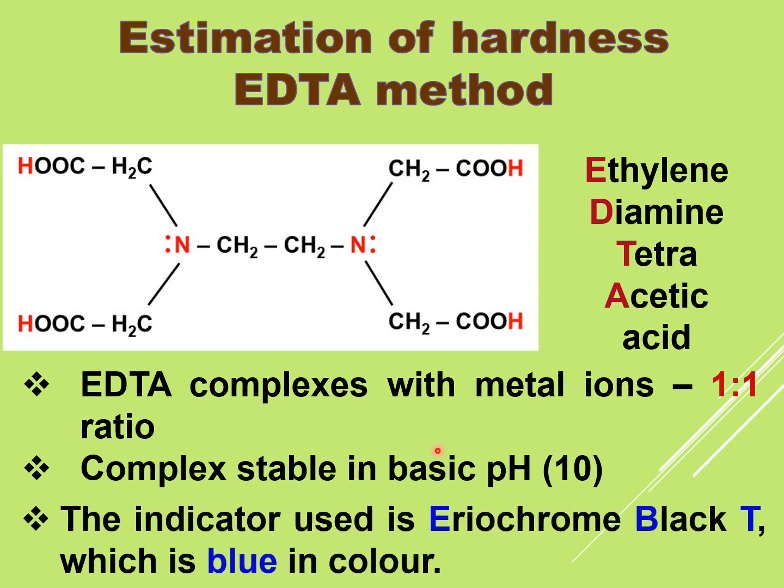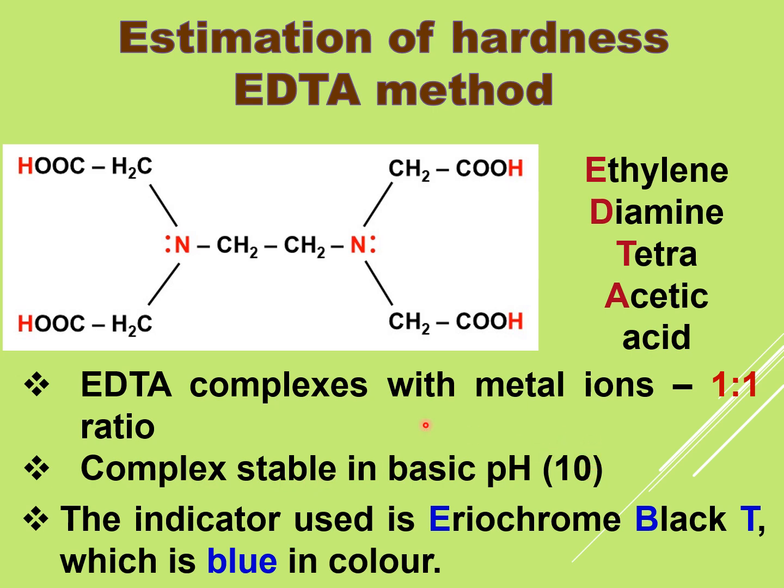The indicator that is used, now here we are using a titration method. So when you are titrating, you need an indicator, and that indicator used here is called eriochrome black T. Short form is EBT. This indicator is blue in color. EDTA forms a complex with metal ions in the ratio 1:1. The complex is stable in basic pH.